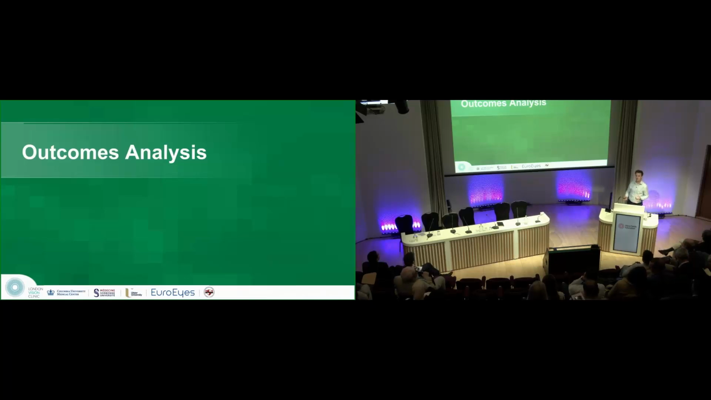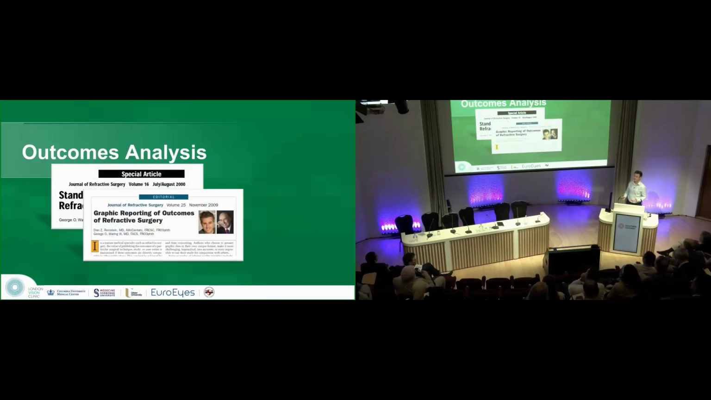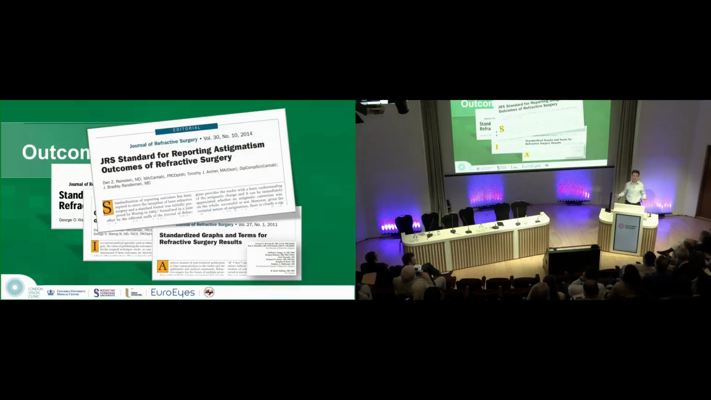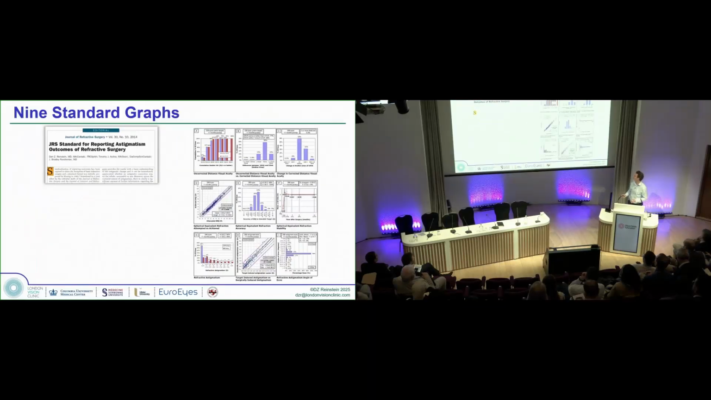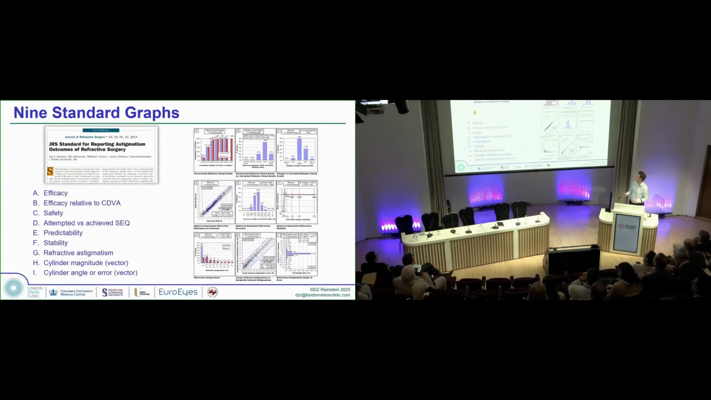So we start with analyzing your outcomes. And the good news with refractive surgery is we've been doing it long enough now that there's a very formalized, categorically defined way of analyzing your outcomes. It's summarized in the 9 standard graphs. We're going to run through each of these, and I'll point out a few key points on each one.